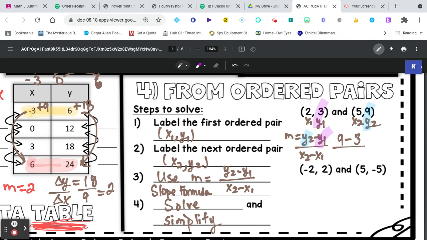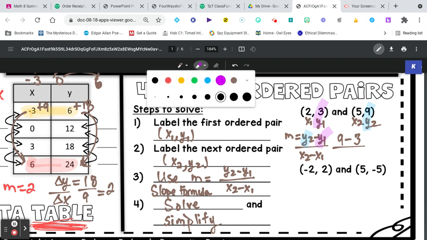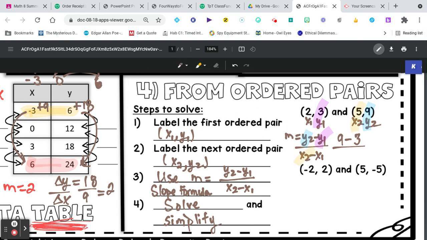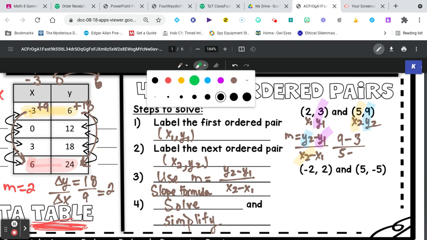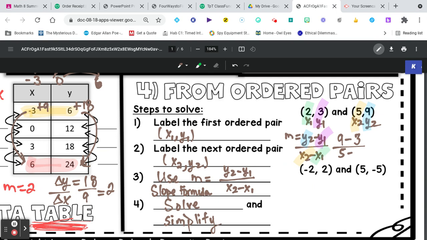divided by the second x, and the second x is labeled as 5. So it's 5 minus the first x. The first x is 2, so minus 2. And then you just solve it. 9 minus 3 is 6. 5 minus 2 is 3. And you simplify. 6 divided by 3 is 2. So the slope of this one is m equals 2.